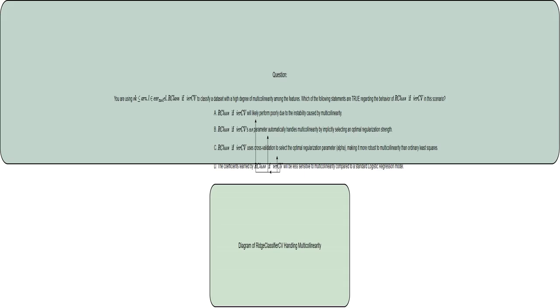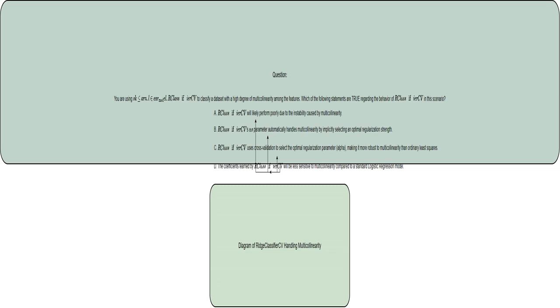I see a multiple choice question about RidgeClassifierCV, a machine learning algorithm, and how it handles multicollinearity, which is when predictor variables are highly correlated. The question tests whether you understand how RidgeClassifierCV works in this specific situation.